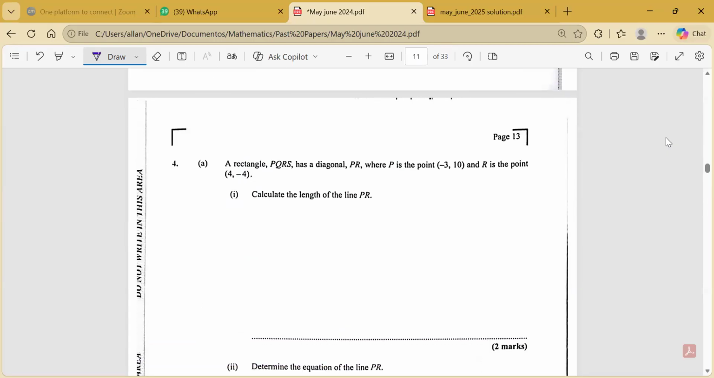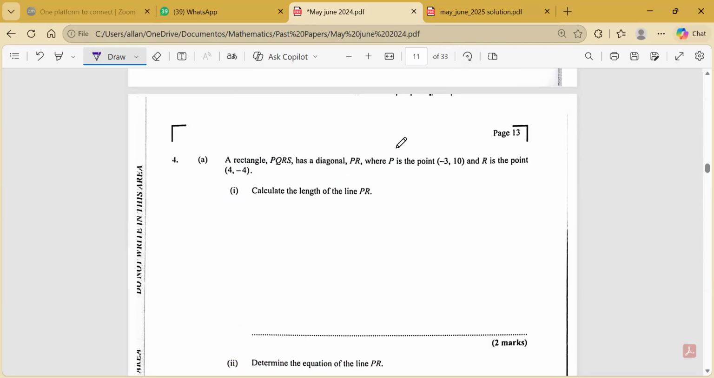Calculate the length of the line PR, where P is that and R is this. Everybody remember the length of a line? It's Pythagoras theorem. So that'll be x2 take away x1 squared, plus y2 take away y1 squared, all square rooted, I think. Everybody remember that?